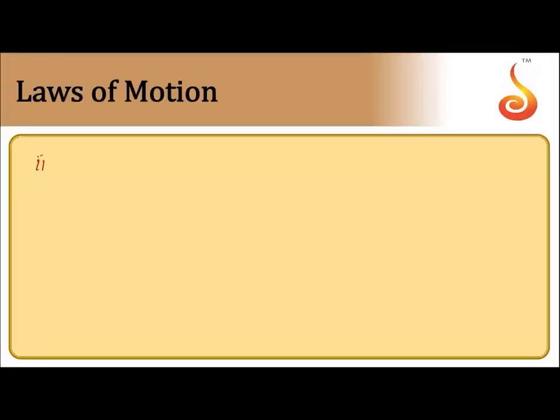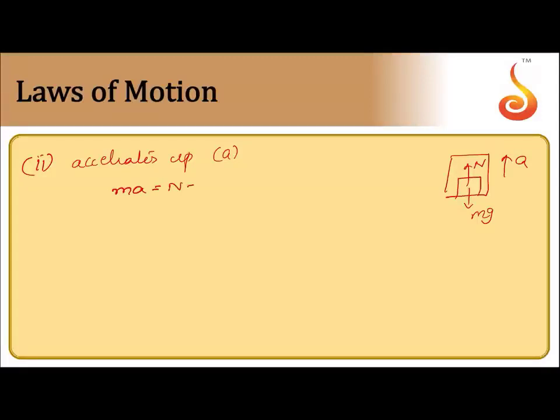Case number 2. Let's now assume that the lift is accelerating up with an acceleration a. So this is the lift which is accelerating up with an acceleration a. mg is the force down and normal reaction is the force up. So now what is your equation for motion? ma is equal to N minus mg, or N is equal to m into (a plus g).